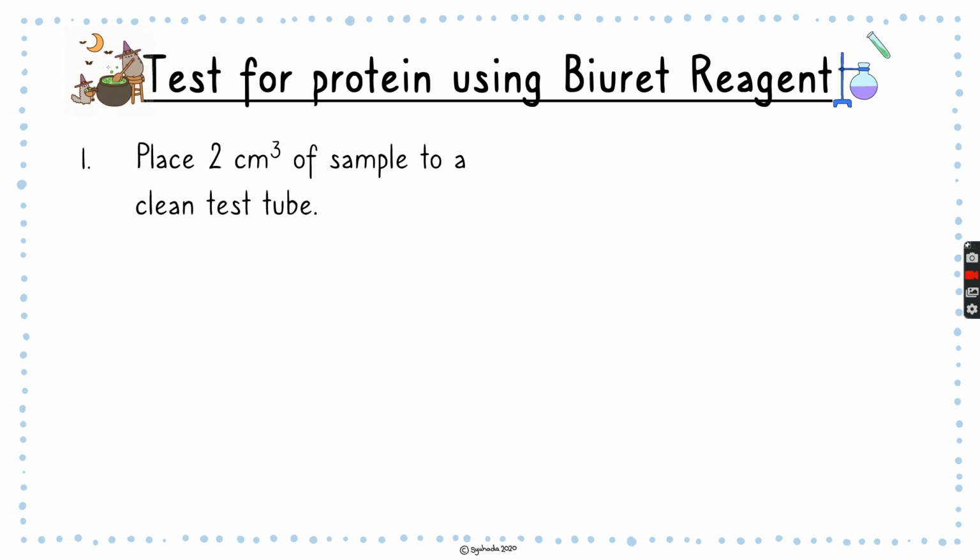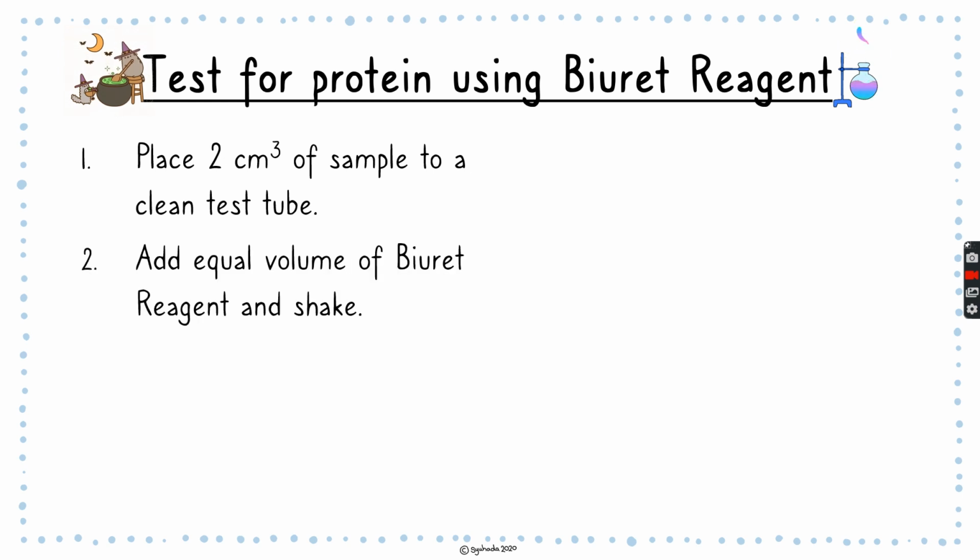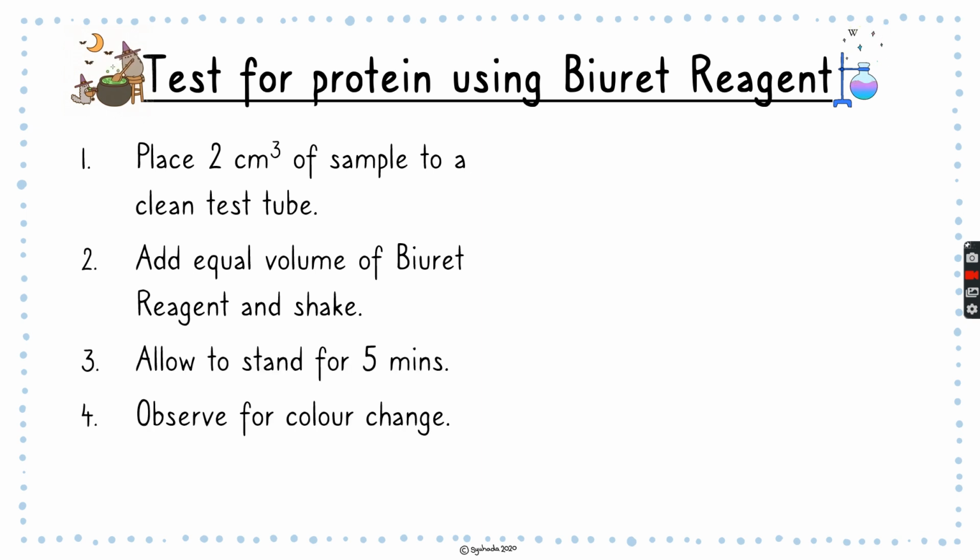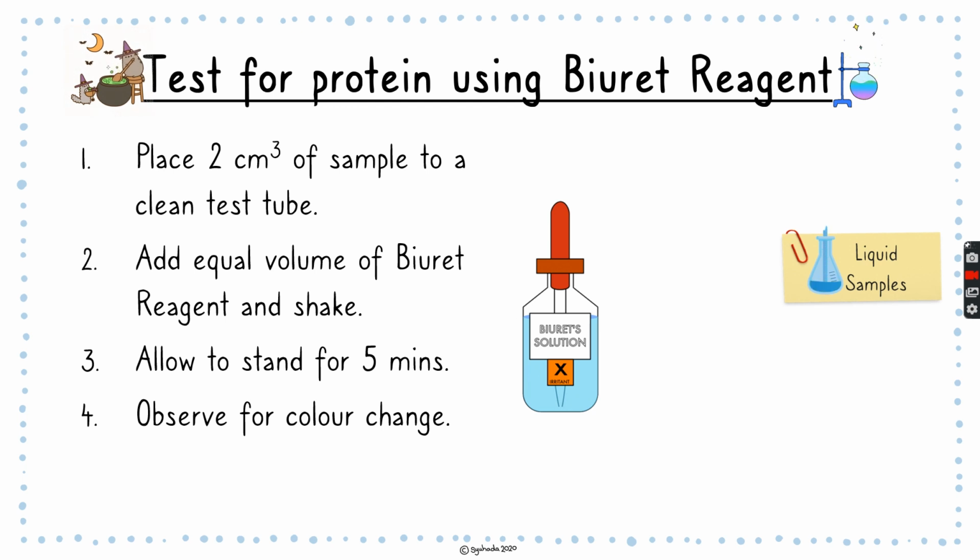So the first thing you need to do is you need to place 2 cm cube of your sample into a clean test tube. And then you should add equal volume of Biuret reagent and shake it and allow it to stand for 5 minutes. And then you should observe for a color change. So this is an example for liquid samples, but again, if you have solid samples, make sure to cut it first. Don't forget your white tile and your scalpel. And then after that, you need to add the distilled water. You shake it so that you can dissolve the nutrients into that distilled water.